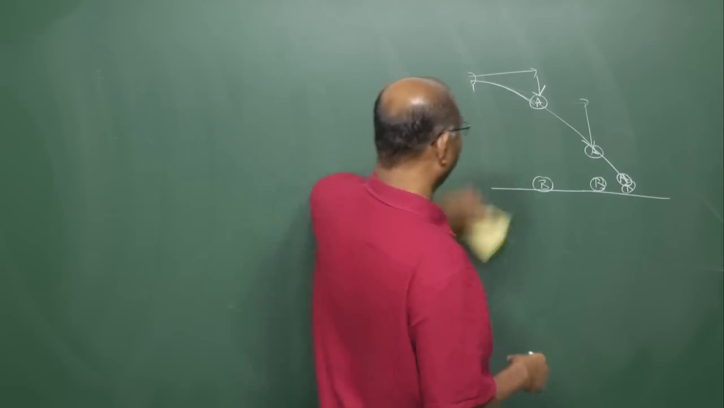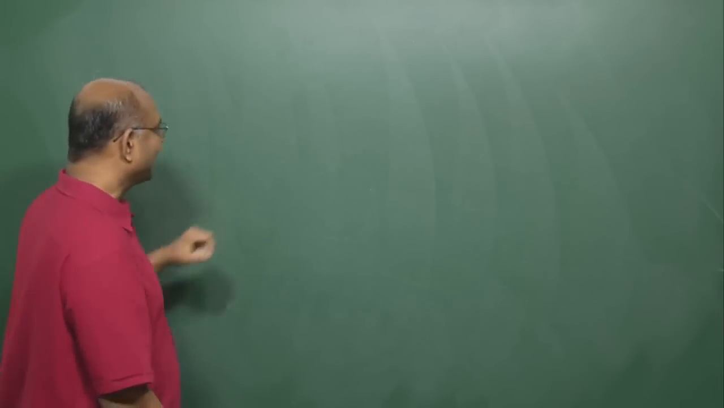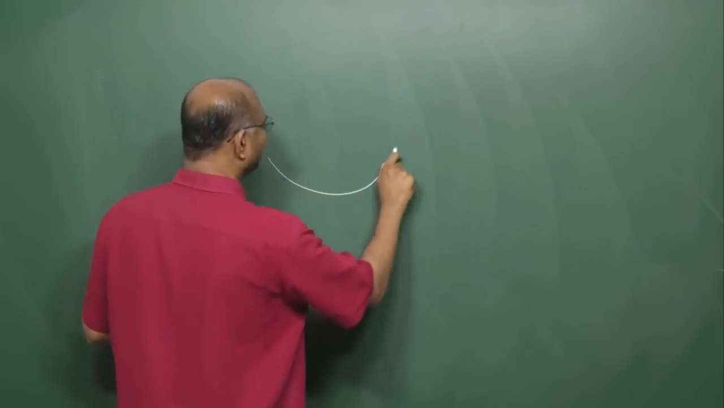I'll tell you what is the experiment that Galileo talked about. That's also good fun. So what Galileo did was to say, you have a boat, a ship.